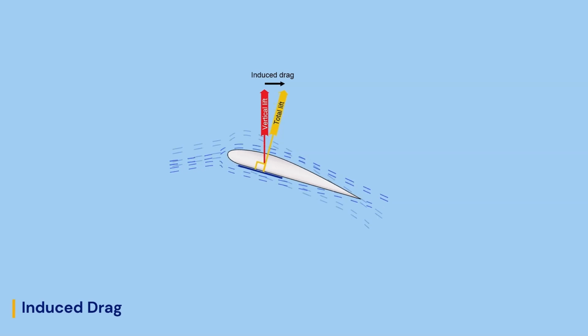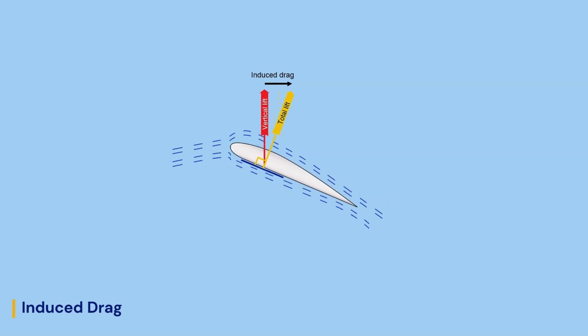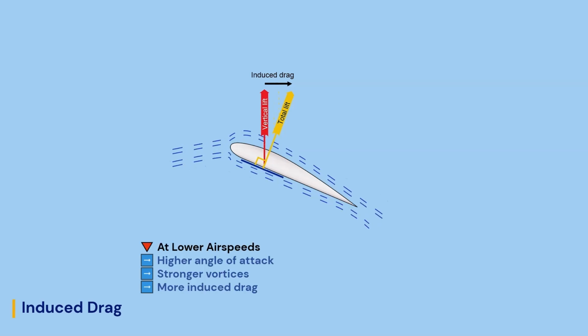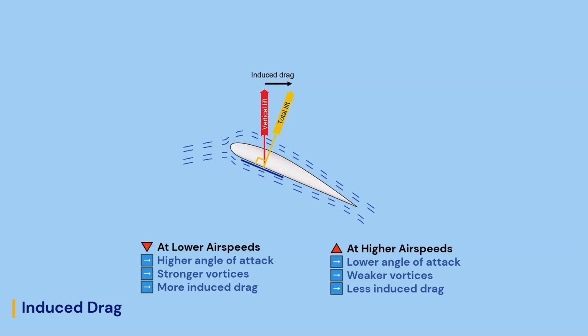As the angle of attack increases, the pressure difference around the blade grows, creating stronger vortices and more induced drag. At lower airspeeds, angle of attack is higher, so induced drag increases. At higher airspeeds, angle of attack drops and induced drag decreases. This makes induced drag the dominant form of drag at low speeds, especially during hovering or slow flight.